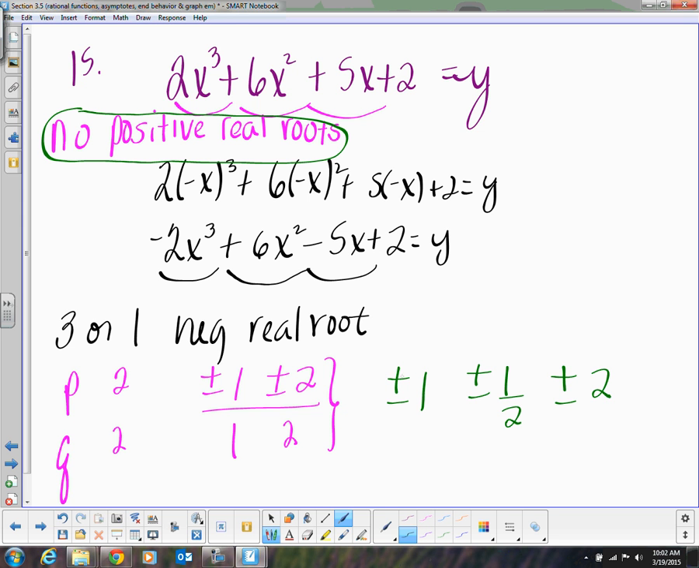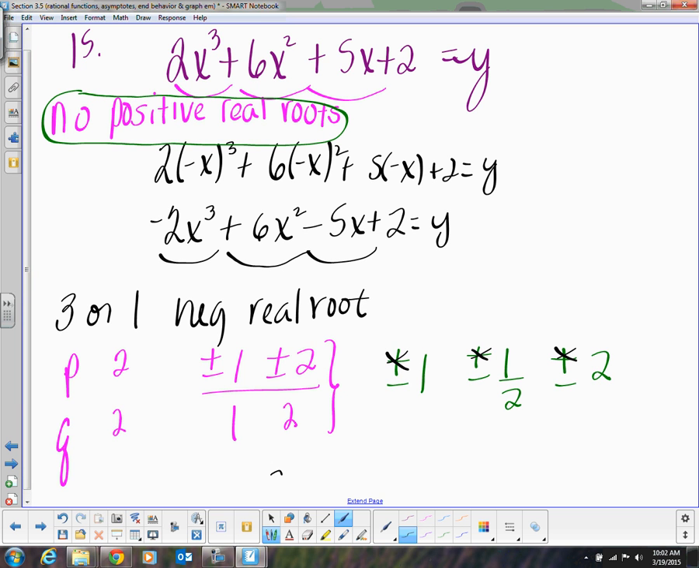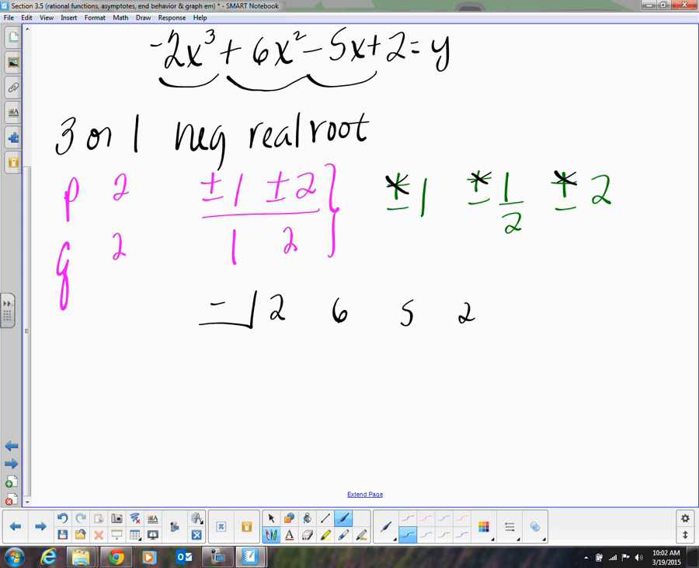So what can we be guaranteed of right now? There are no positive real roots. So are you going to use positive 1, 1/2, or 2? No, you are not. So we've got 2, 6, 5, 2. What are we going to use first? Negative 2. So we are going to bring down 2. What's negative 2 times 2? Negative 4. Add, you get 2. Negative 2 times 2 is negative 2. Add, we get 0. So x equals negative 2 is one of our roots.